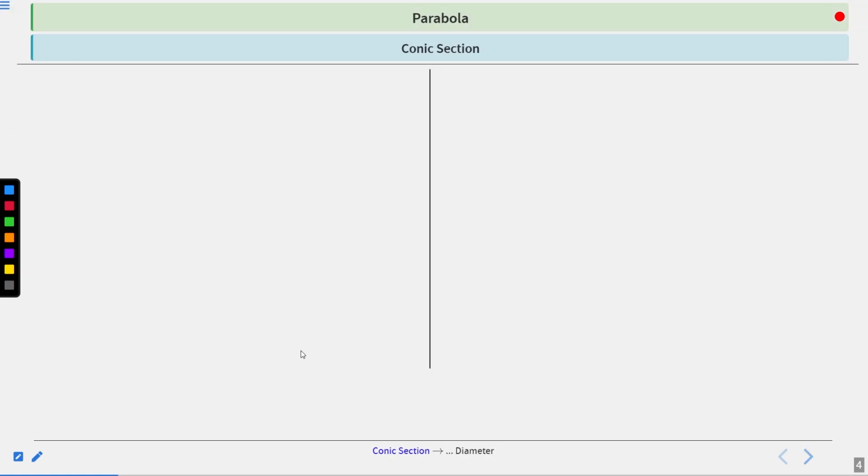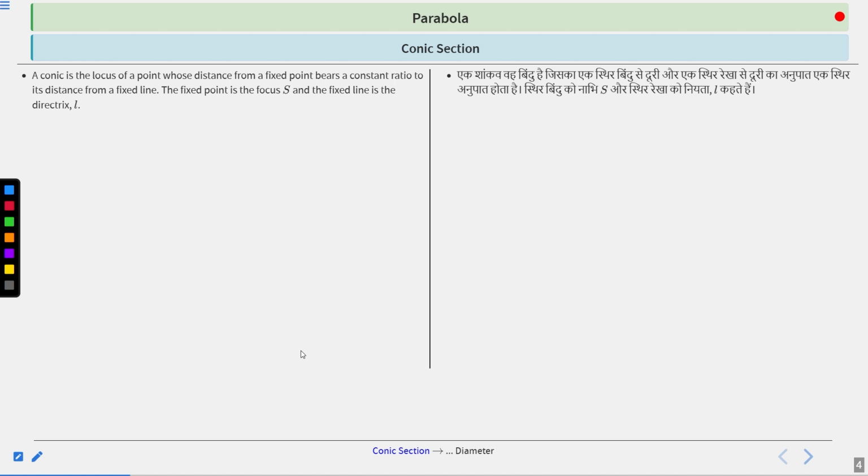So let us start with conic section. What is conic section? A conic section is the locus of a point whose distance from a fixed point bears a constant ratio to its distance from a fixed line, right? The fixed point is the focus S and the fixed line is the directrix L, right?